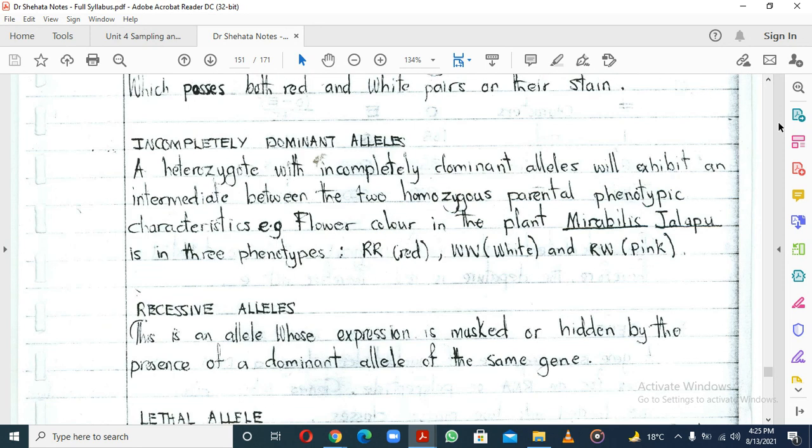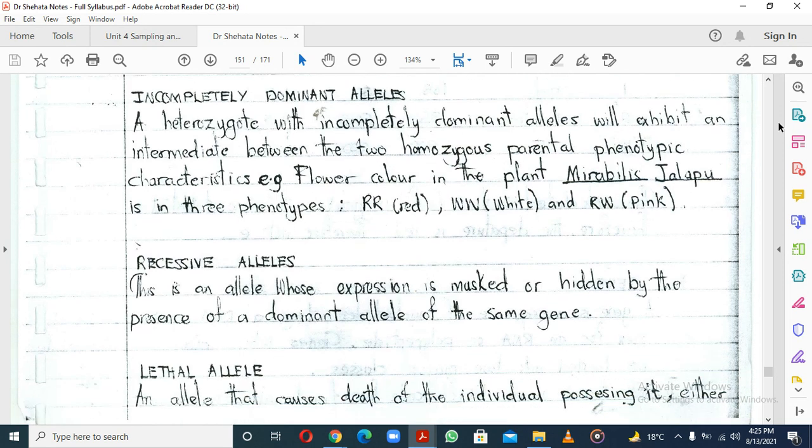So time is not with us, but next time we'll look at incompletely dominant alleles. We are remaining with 20 pages to finish the syllabus. So most likely by next week we should wrap up with the biology syllabus. Otherwise, with what we've discussed, are there any questions?